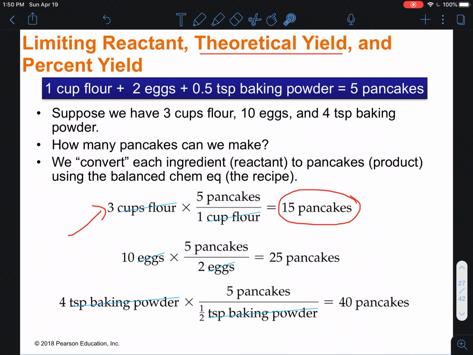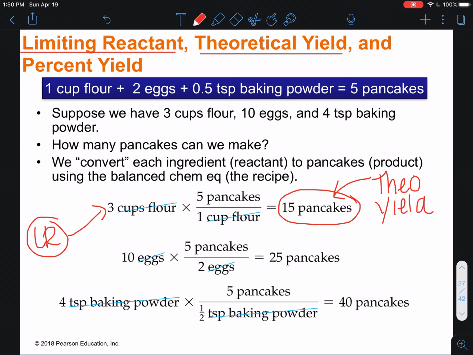That's essentially assuming that if everything goes right, when you use 3 cups of flour, you should get out 15 pancakes. So this 15 pancakes is our theoretical yield, I call it theo yield. All right. So again, because we converted every single reactant to product, we determined that the cups of flour is our limiting reactant because it makes the least amount of pancakes. It's going to be the reactant that runs out first when we perform this balanced chemical reaction, right? And the theoretical yield is the limiting reactant converted to product.